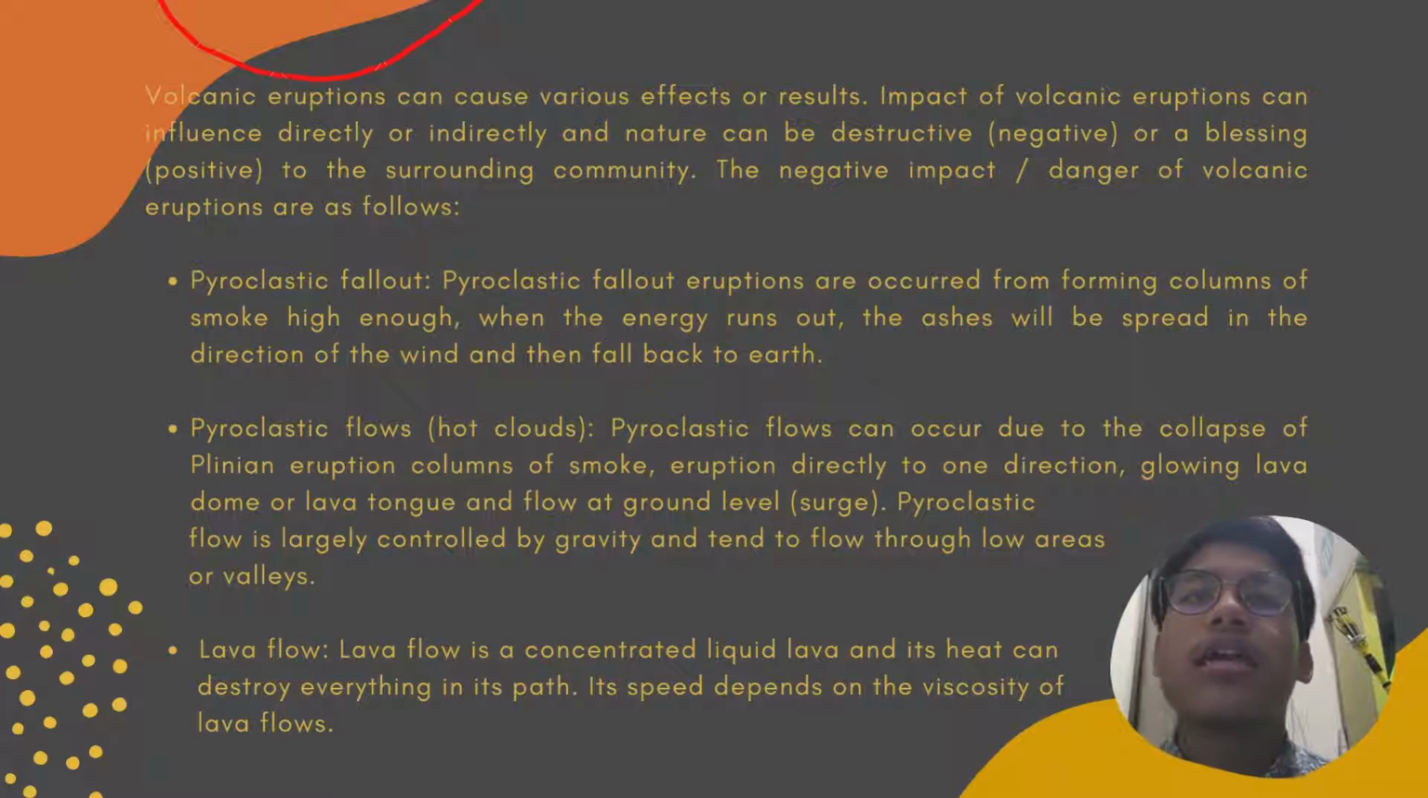Pyroclastic flows can occur due to the collapse of Plinian eruption columns of smoke. The eruption goes directly in one direction, with a glowing lava dome or lava tongue flowing at ground level. Surge pyroclastic flow is largely controlled by gravity and tends to flow to low areas or valleys.